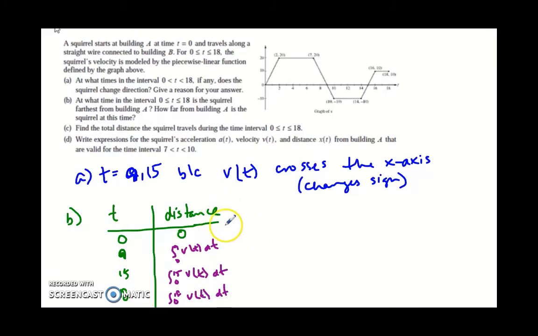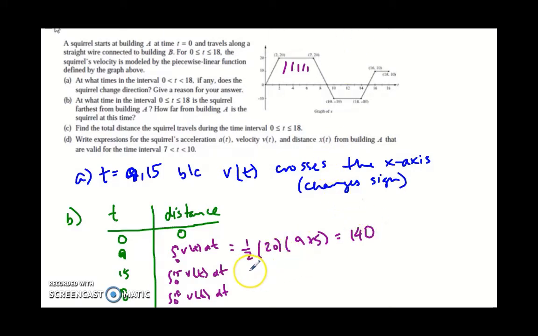So let's get going. For 0 to 9, we just need the area of this trapezoid. So the area of a trapezoid is 1/2 times the height, which is 20, times base 1, which is 9, plus base 2, which is 5. So that integral is 10 times 14, which is 140, whatever the units are.